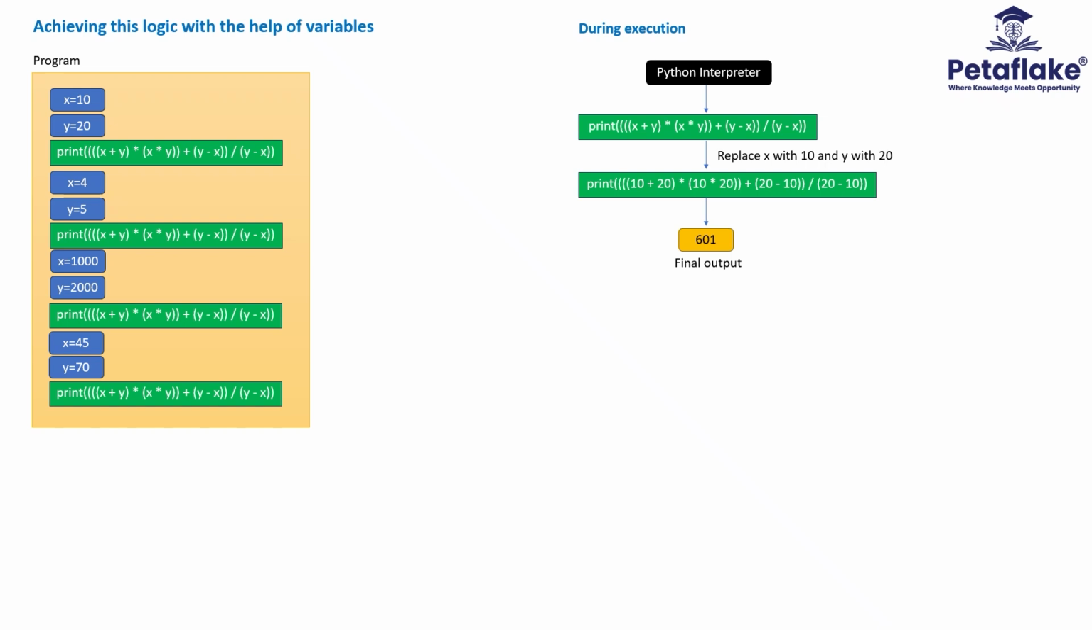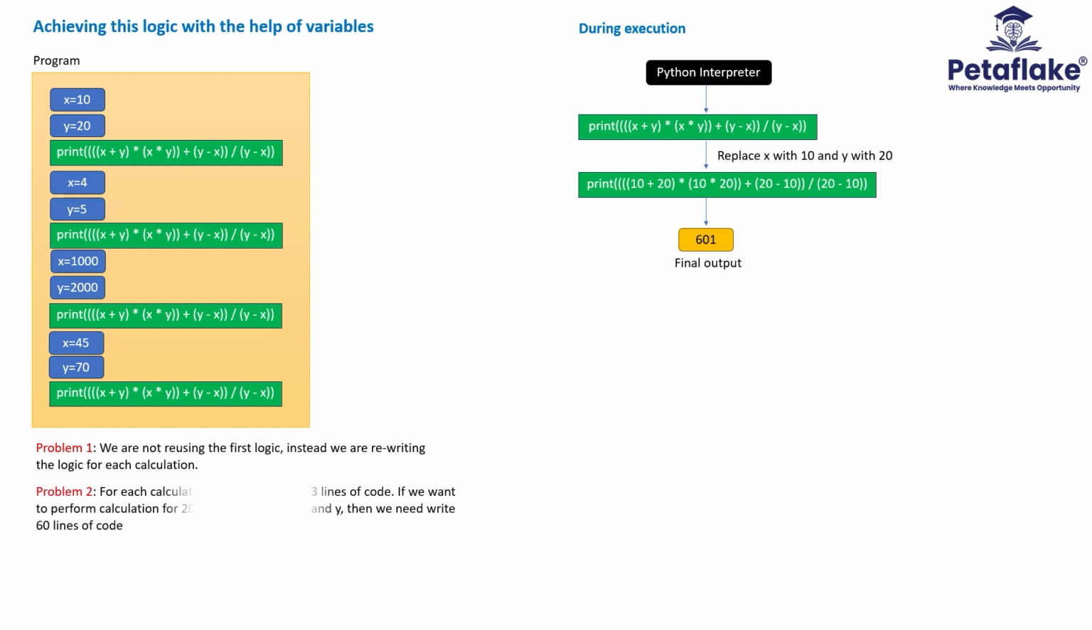This is the final program code to perform the calculation of 4 different values of x and 4 different values of y. From this code, we can observe that the logic is written repeatedly for each values of x and y, and we are not reusing the logic. For each calculation, we need to write 3 lines of code. If we have a requirement to perform the same calculation with 20 different values of x and y, then we need to write 60 lines of code in our program.